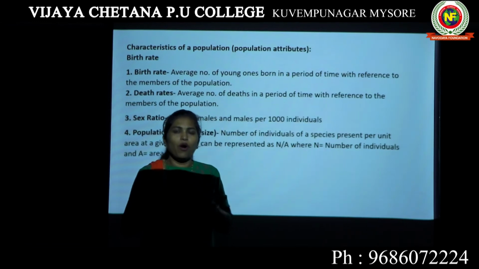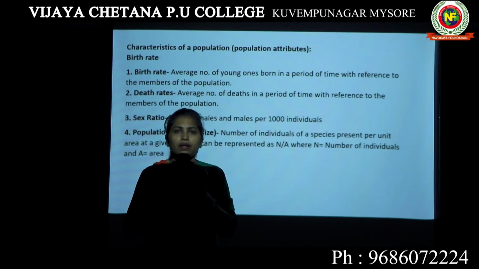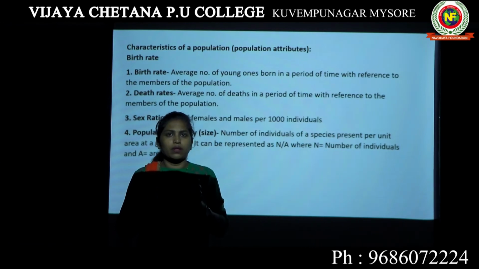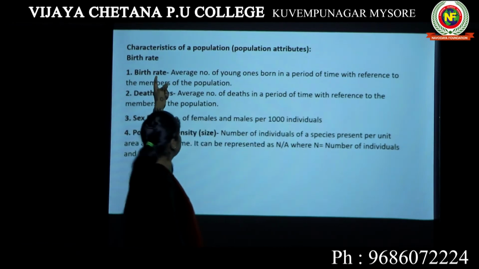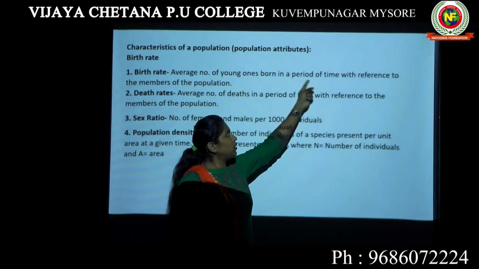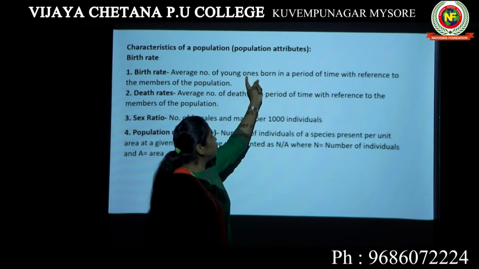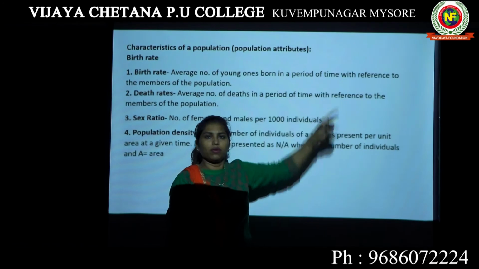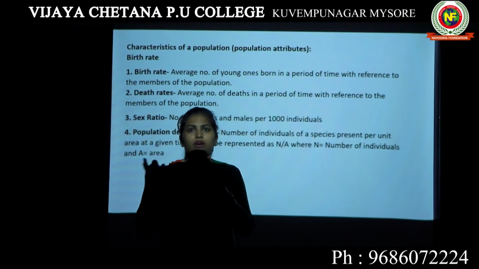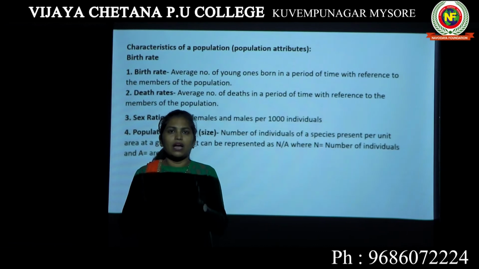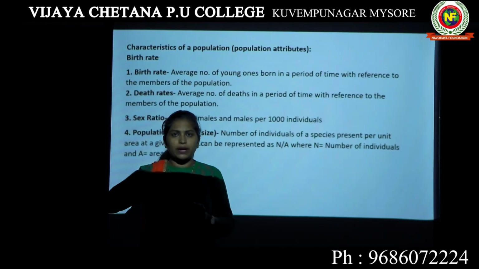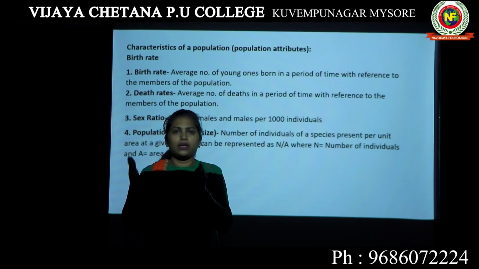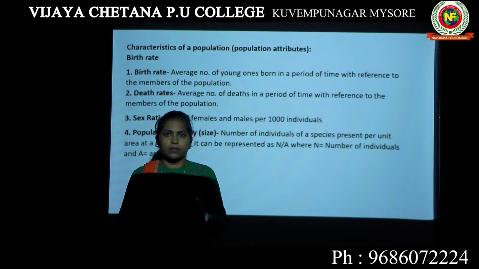in a pond there are 20 lotus plants. In a span of a few months, when we talk about birth rate, we have to talk about a time duration also. Here it is mentioned, born in a period of time. I will give you an example: in a pond there are 20 lotus plants. I will give you a time frame of 6 months. These 20 lotus plants present in that particular pond are known as a population.